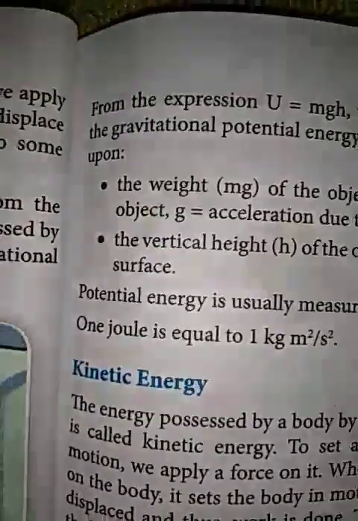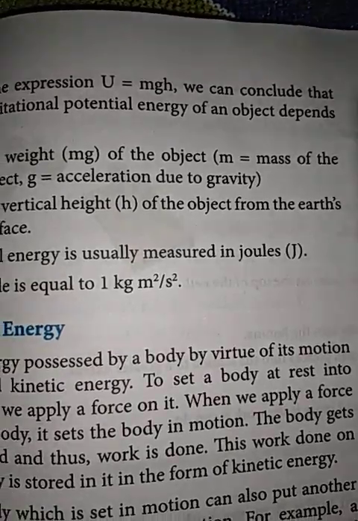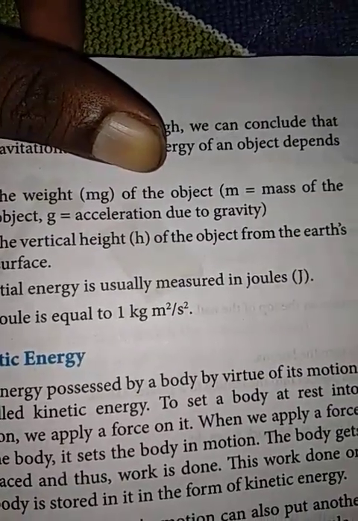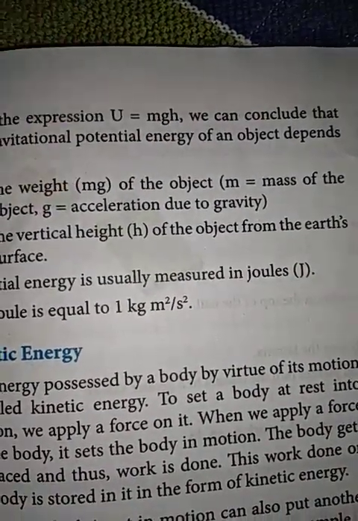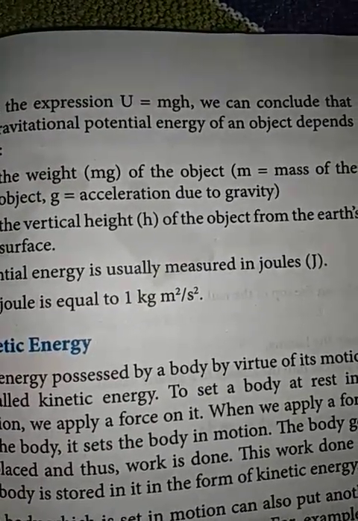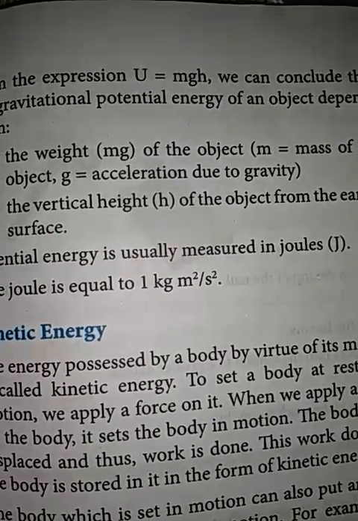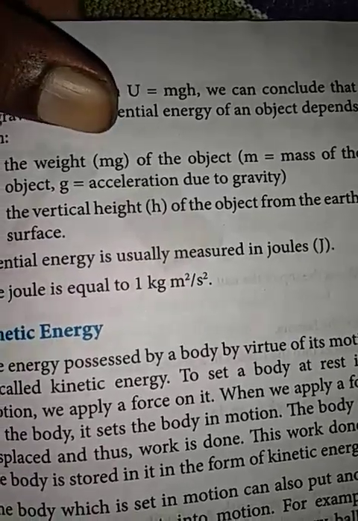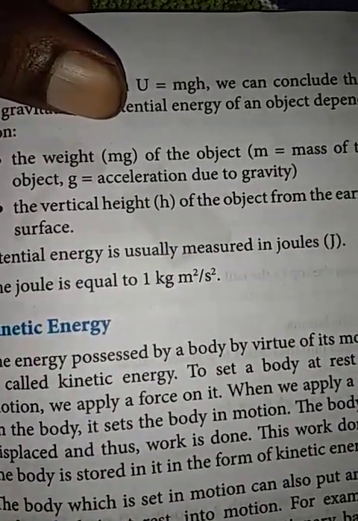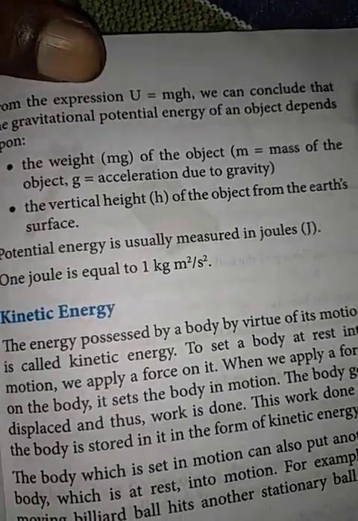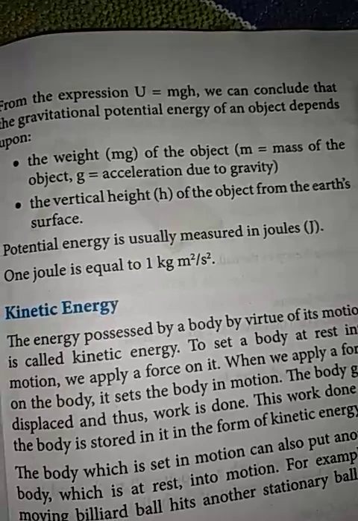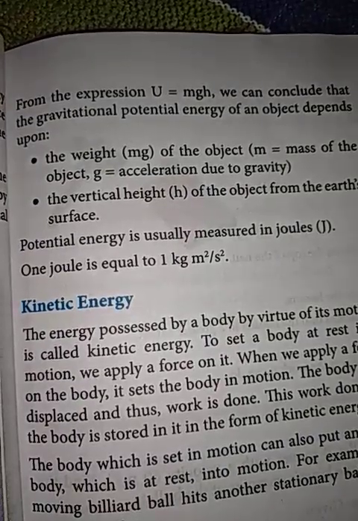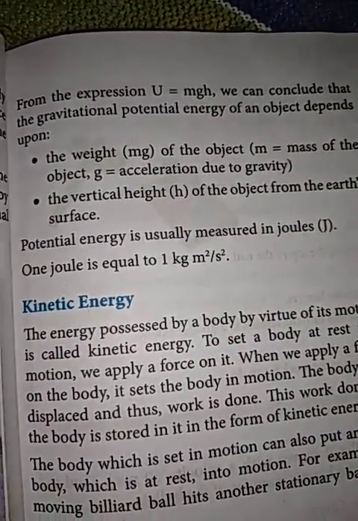From the expression U is equal to mgh, we can conclude that the gravitational potential energy of an object depends upon the weight of the object, that is mass of the object and acceleration due to gravity. You know that weight is a force. So force is equal to mass into acceleration. Here m stands for mass, and g is the acceleration due to gravity. So m into g gives the weight of the object. The vertical height of the object from the earth's surface, the vertical height of the object from the ground, means the height at which the object is placed from the ground.